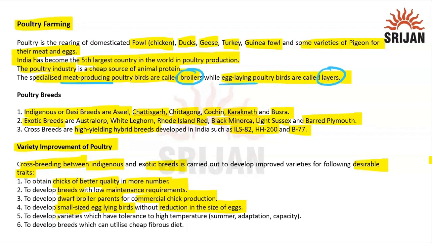It will also allow the improvement of varieties which have high tolerance to the environment, such as summer adaptation and capacity. This is particularly for poultry farming where light plays a very important role in egg production, because that decides the breeding season, a very important factor for the bird, since only in the breeding season will you find the eggs. And the last point is to develop breeds which can utilize a cheap fibrous diet. Again, diet is a very important factor when farming poultry, because the better the diet you give them, the better quality of meat you get. So utilizing a cheap fiber diet is also a cost effective measure.